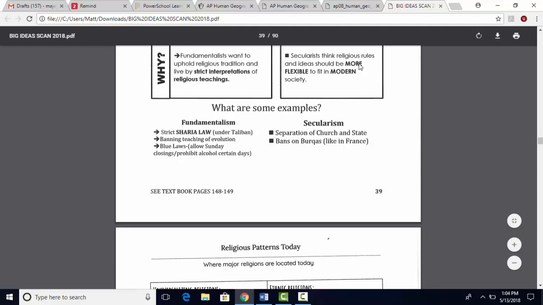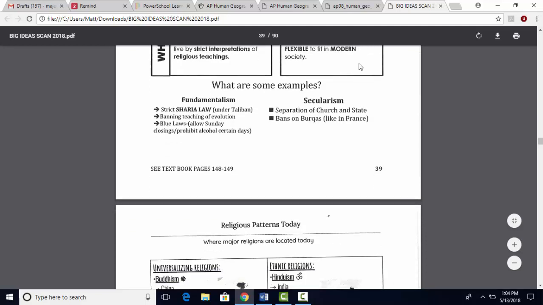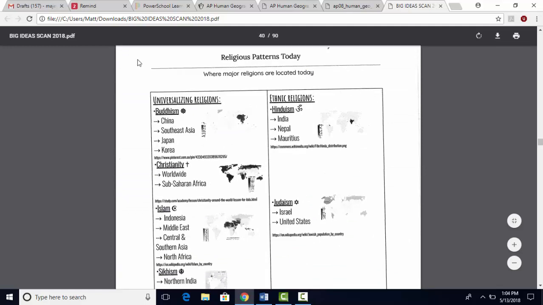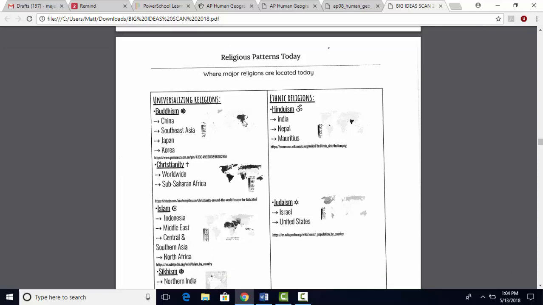Religious patterns today. Where are major religions located today? Well, Buddhism, remember, tends to be located in China, Southeast Asia, Japan, and Korea, and we've talked about the reasons how it got there. It's a syncretic faith, so it blends in well with all of the other local ethnic faiths there, like Taoism, Shintoism. And it doesn't have a creation story, so it's more of a way of living, right, and achieving that balance, that peace in your life. So it's very strong in Asia, particularly East and Southeast Asia.